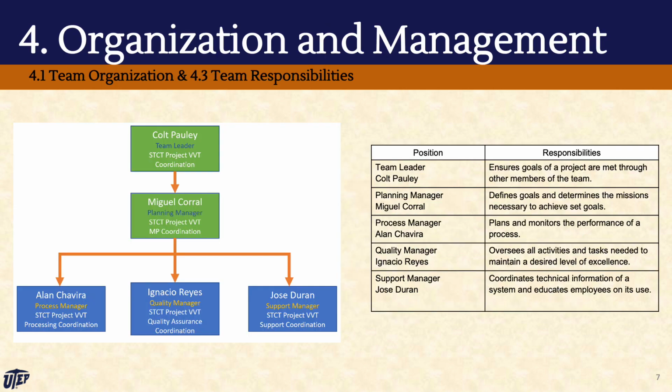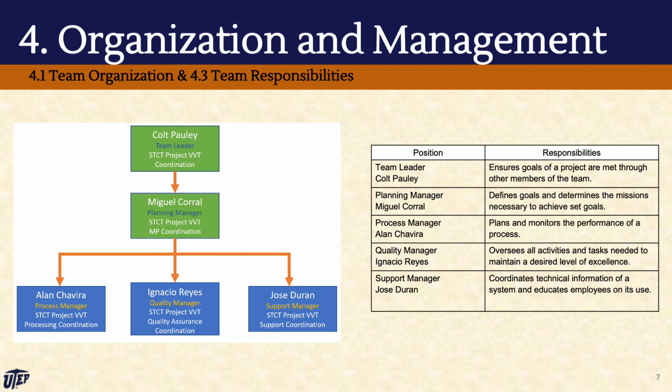The organization and team responsibilities are the following. Colt Pauly is the team leader. He ensures the project VVT team is meeting the goals of the STCT project. Miguel Corral is the planning manager. He defines the goals and determines the missions that will be necessary to achieve the project's set goals. Alan Chavira is the process manager. He plans and monitors the performance of the project's processes throughout its life cycles.